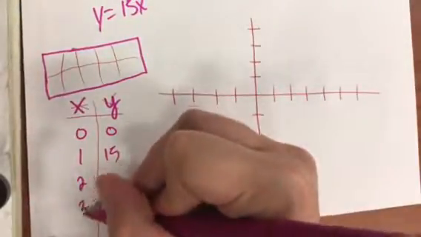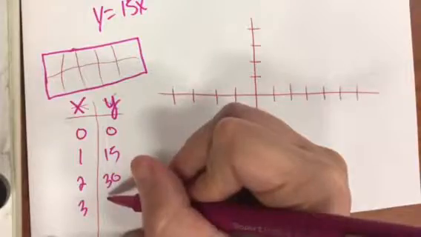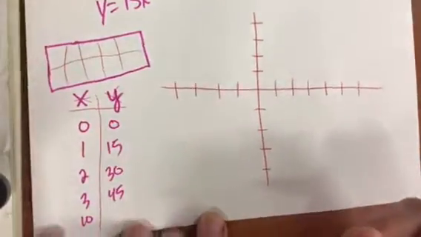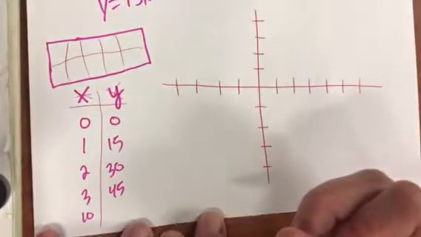And X is 3, 3 times 15 is 45. What about X is 10? Ooh, this is 60. 150?